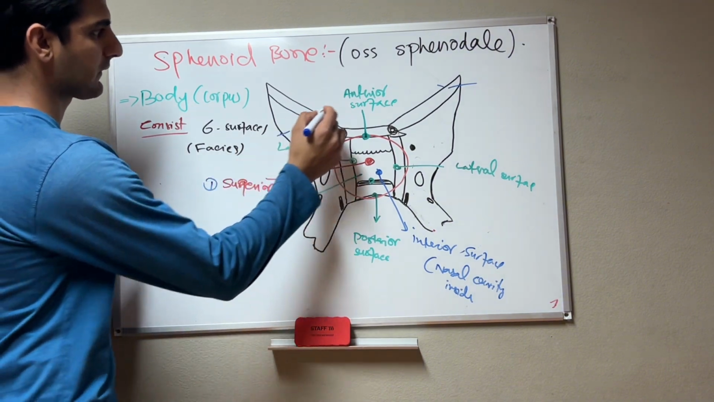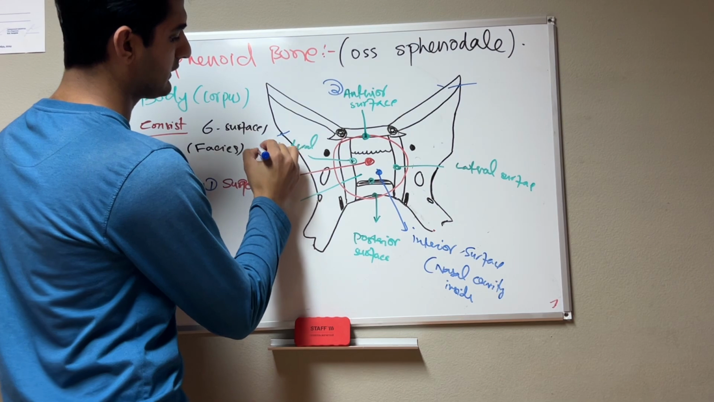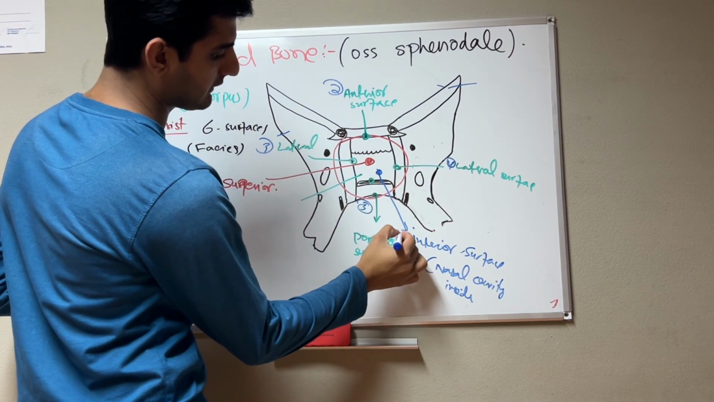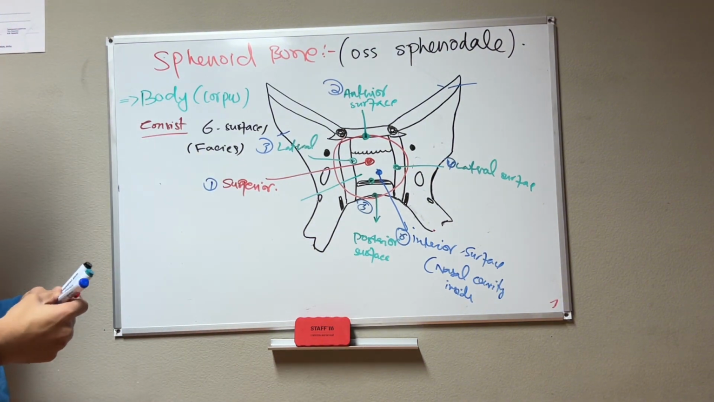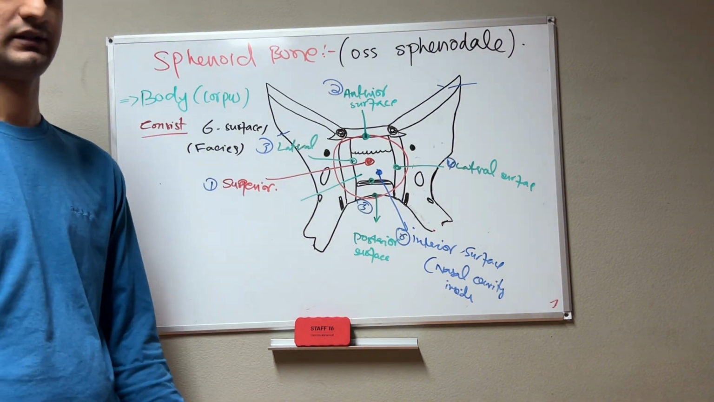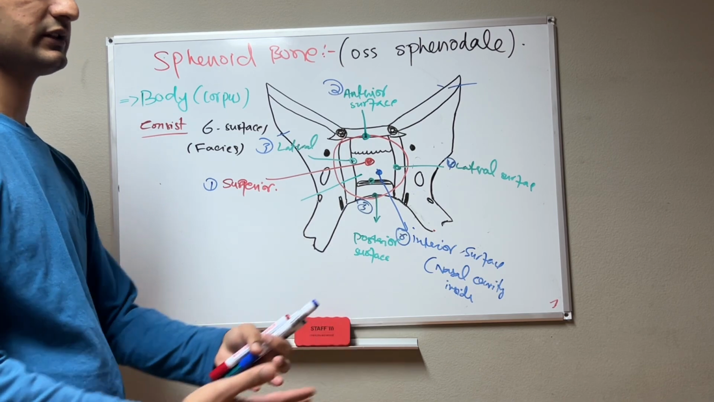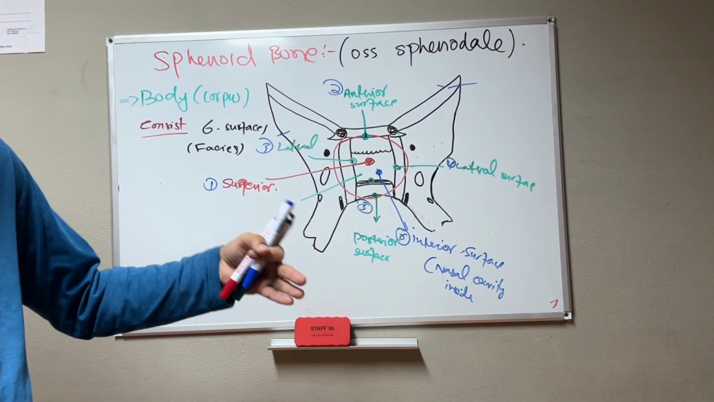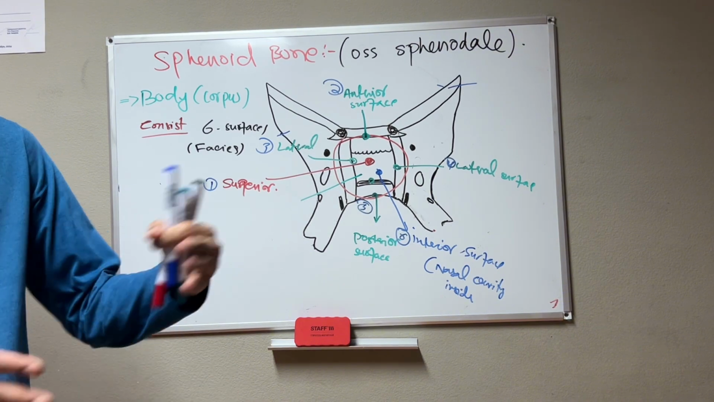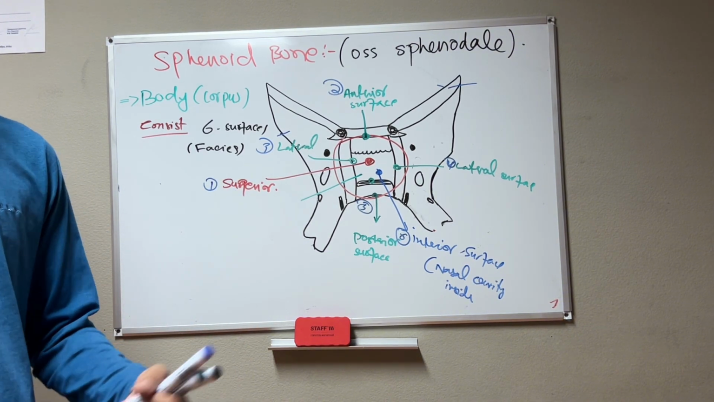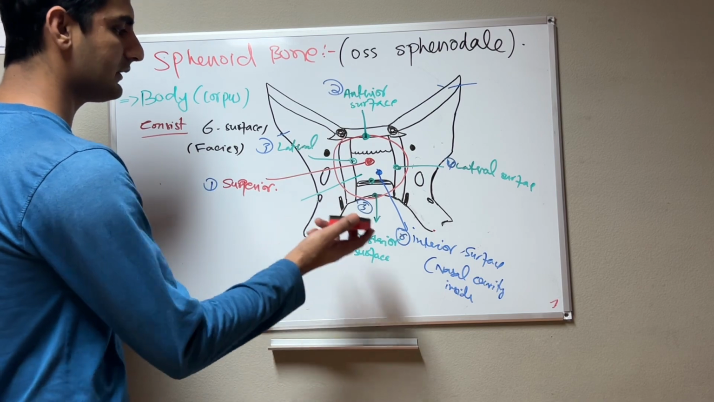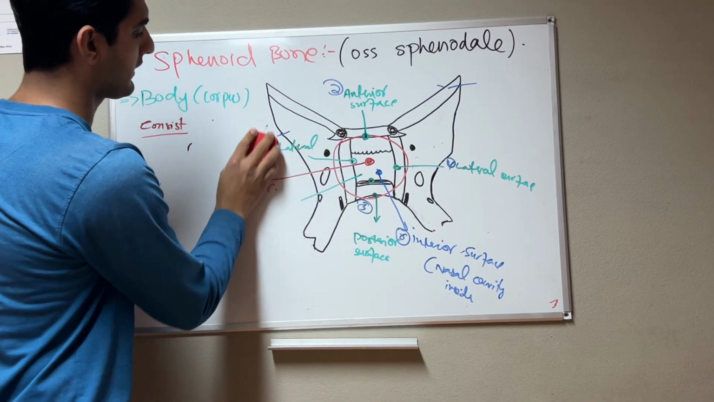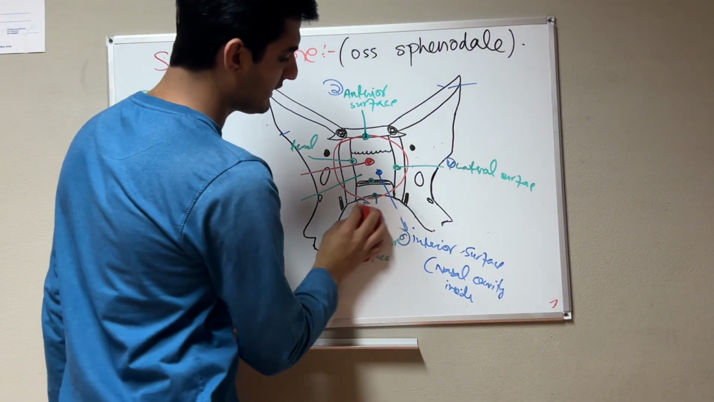1, 2, 3, 4, 5 and 6: 6 surfaces in the body of the sphenoid. Now each surface has formations. Where the sphenoid bone connects with other bones, superior, inferior, anterior, posterior, there are some formations. Now we will discuss the formations of each surface of the body.